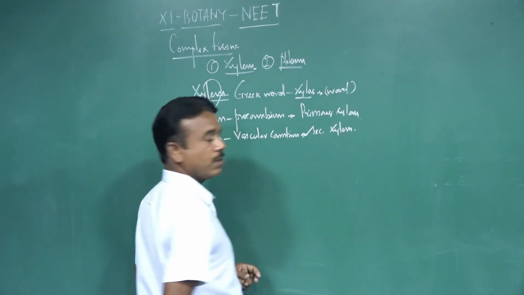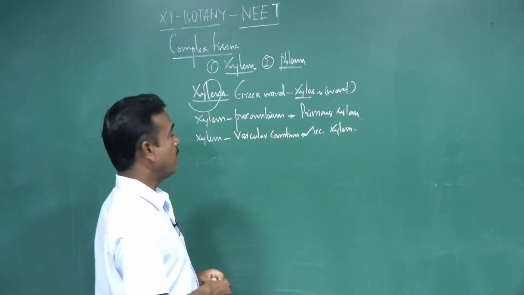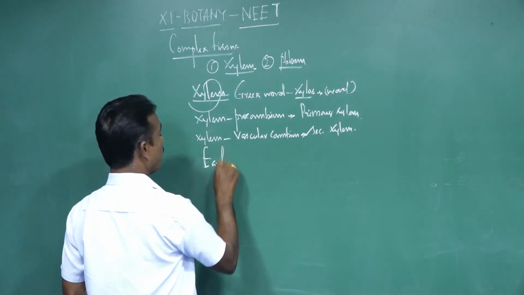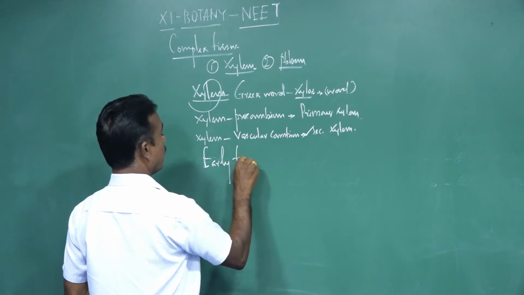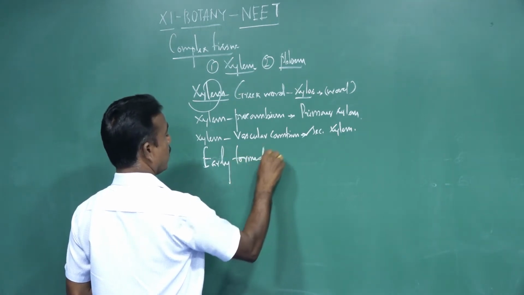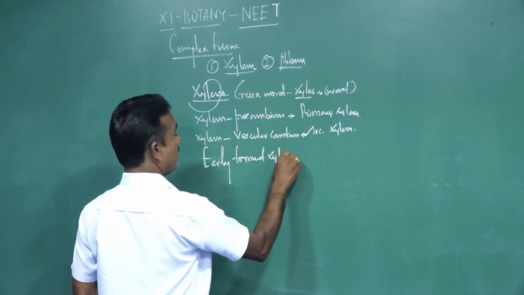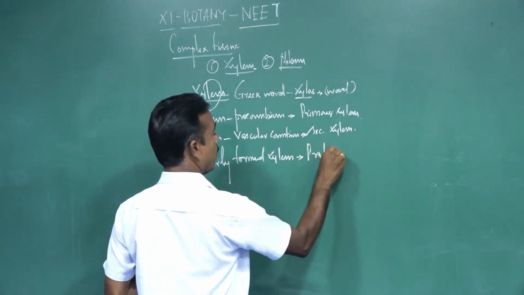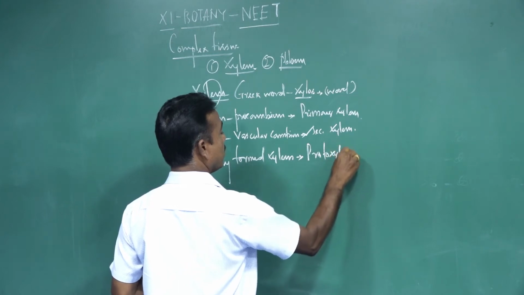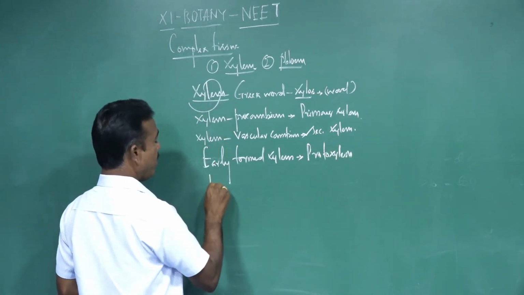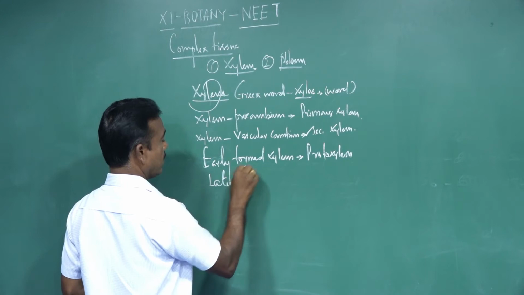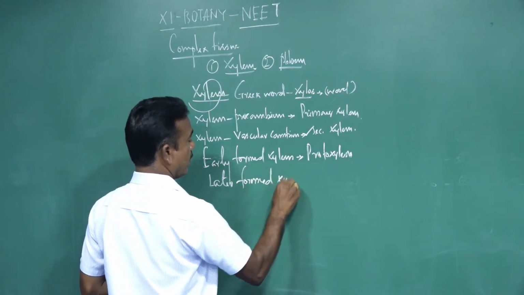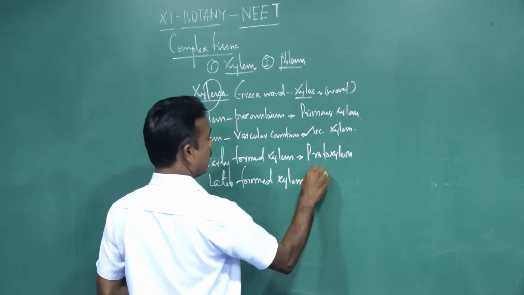Based on the formation, early formed xylem is called protoxylem. Likewise, later formed xylem is called metaxylem.